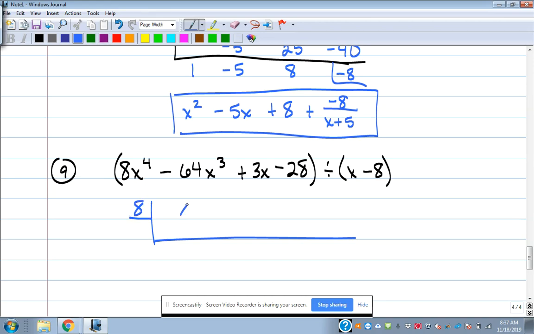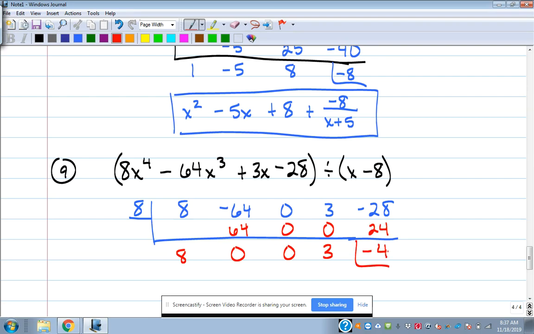So 8 on the shelf, 8, negative 64, 0, 3, negative 28. Right? All right, so drop the 8, multiply. And there's a 0. So 0 times 8 is 0. So that's going to give us 0 there. 0 times 8 is still 0. And that's going to give us 3. And that's going to give us 24. And so negative 4 would be our remainder there.